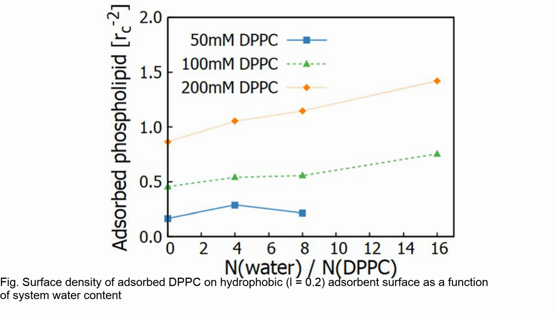It shows that as the water content increases, the surface density of adsorbed DPPC also increases. This suggests that water promotes the adsorption of DPPC on the hydrophobic surface. The increase in adsorption is likely due to the water molecules competing with DPPC for surface attachment sites. Overall, Figure 10 provides important insights into the role of water in the adsorption behavior of phospholipids, which is relevant for understanding the assembly and behavior of phospholipids in bio-oils and other systems.